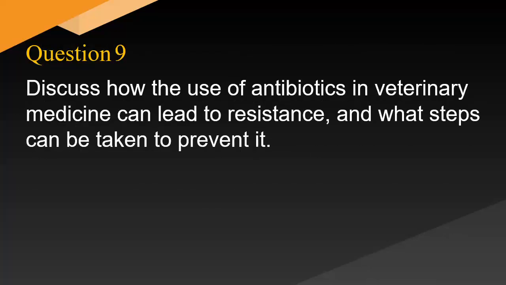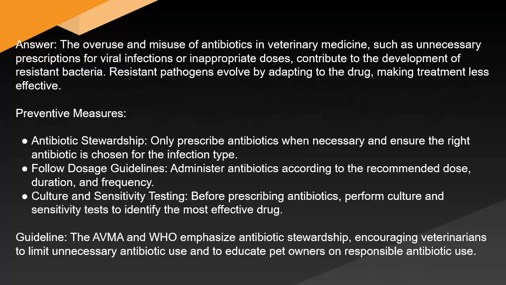Discuss how the use of antibiotics in veterinary medicine can lead to resistance and what steps can be taken to prevent it. Answer: the overuse and misuse of antibiotics in veterinary medicine, such as unnecessary prescriptions for viral infections or inappropriate doses, contribute to the development of resistant bacteria. Resistant pathogens evolve by adapting to the drug, making treatment less effective.